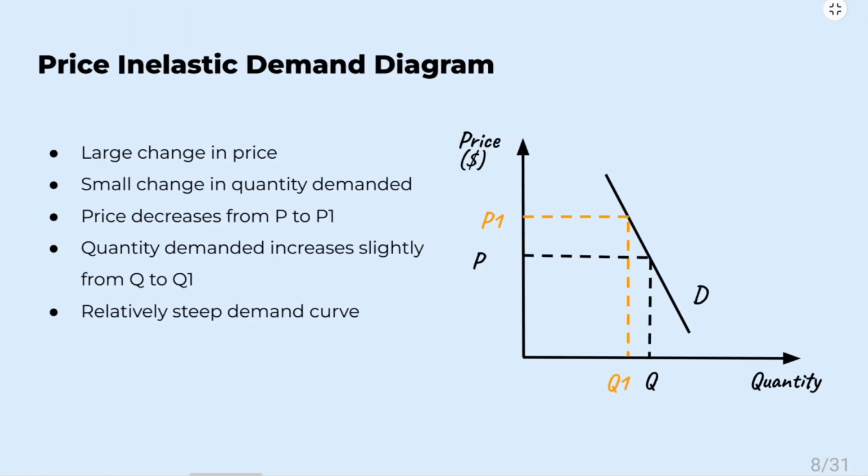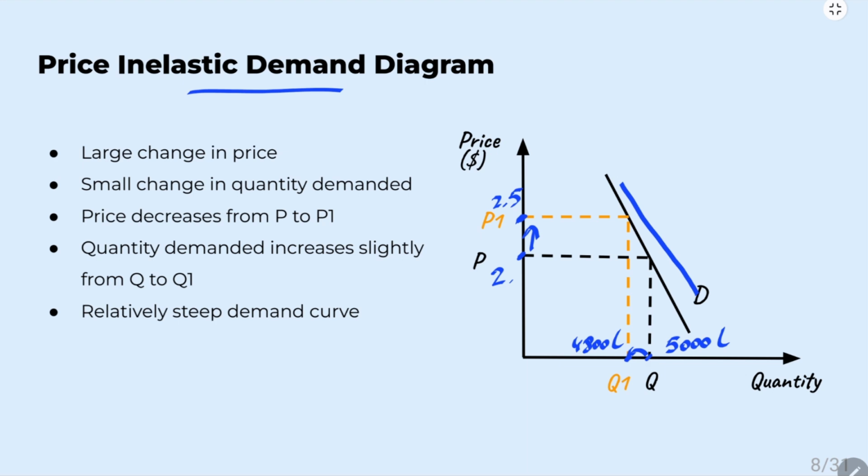This diagram shows price inelastic demand. The demand curve is relatively steep, which means consumers are less responsive to price changes. In this diagram, price increases from P to P1. For example, imagine the price of petrol increases from $2 to $2.50 per liter. Because petrol is a necessity, quantity demanded only decreases slightly from Q to Q1. For example, weekly demand may fall from 5,000 liters to only 4,800 liters.